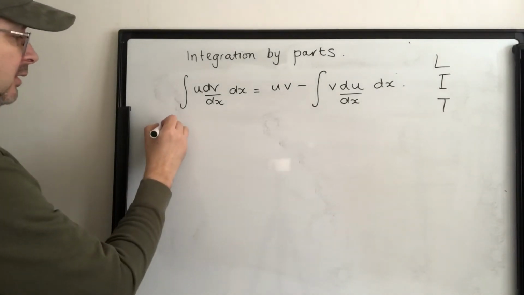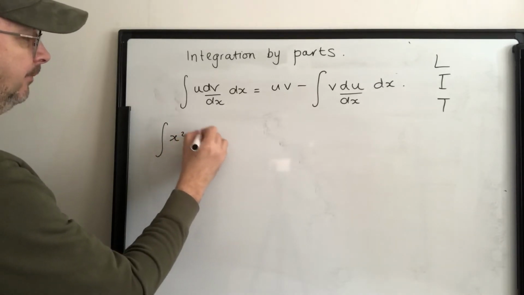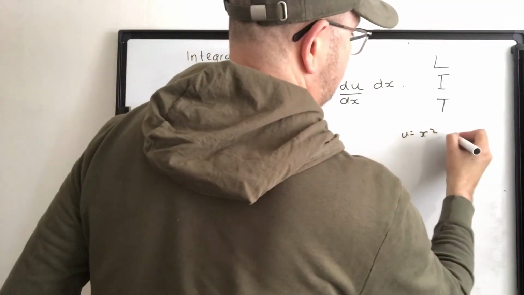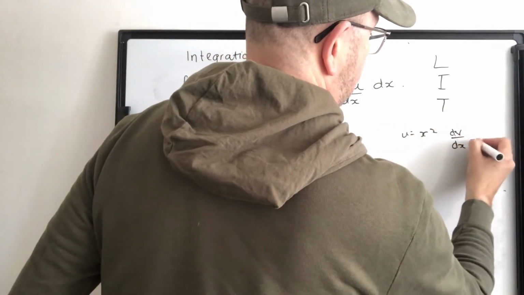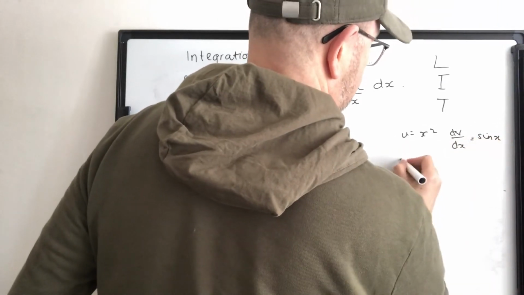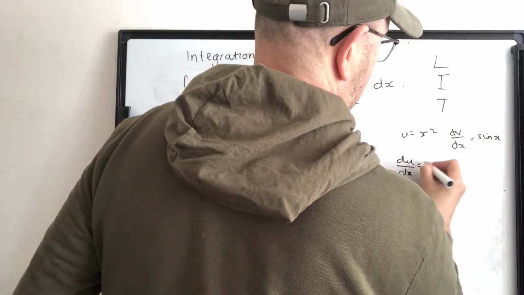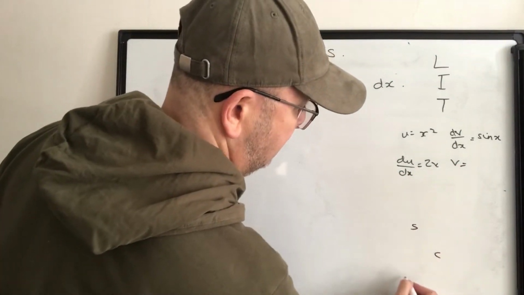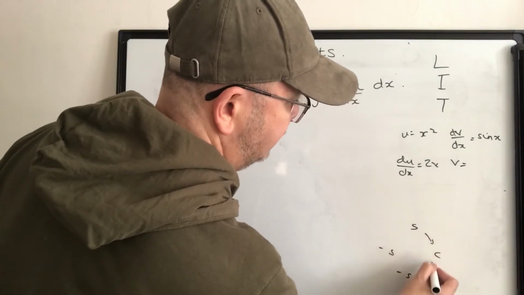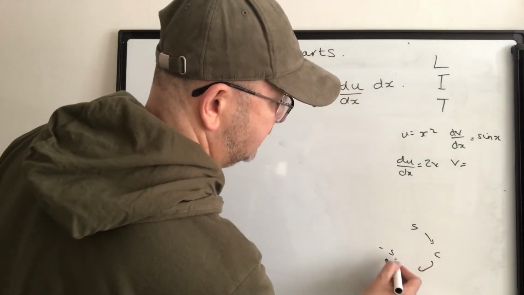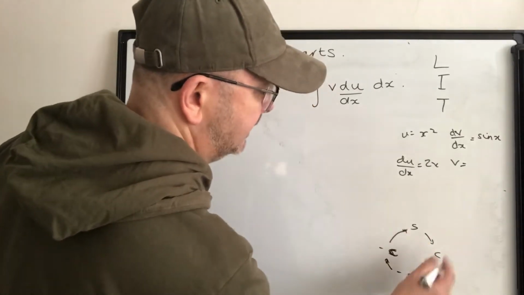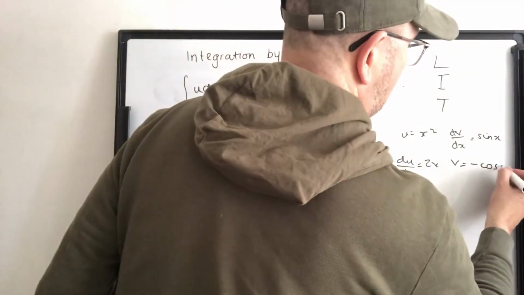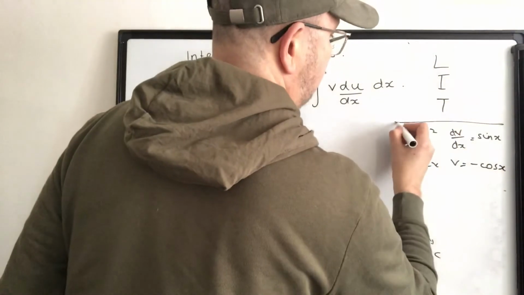So let's do this time. We had a cos last time, so let's do x squared sin x. So u is x squared, dv dx equals sin x. du dx equals 2x and v equals, so using our s c minus s minus c, differentiation goes that way, integration goes that way. So sine integrates to minus cos. I'm going to box that off.